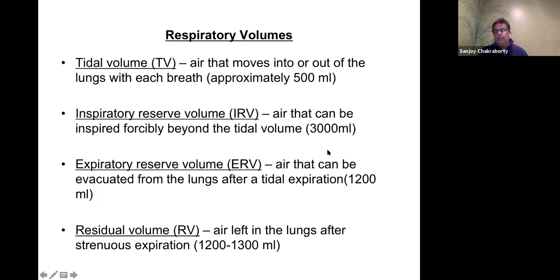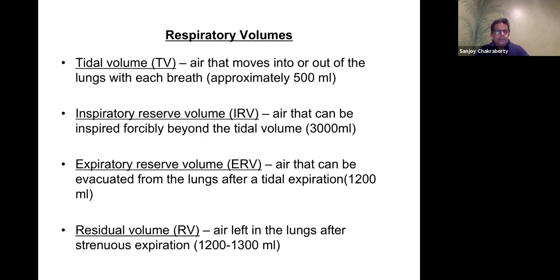So that's close to being like 3 liters. So your TV could be just half a liter. But after that, if you want to, you can take a deep breath, approximately 3 liters of extra air if you need. Similarly, expiratory reserve volume, meaning at the end of normal expiration, which is the TV again, at the end of that 500, you can evacuate a little bit more air. You can expire a little bit more air.